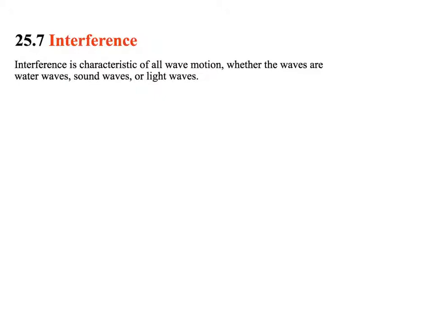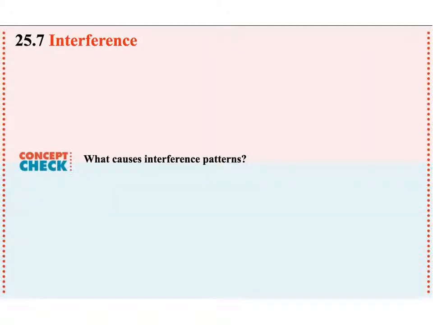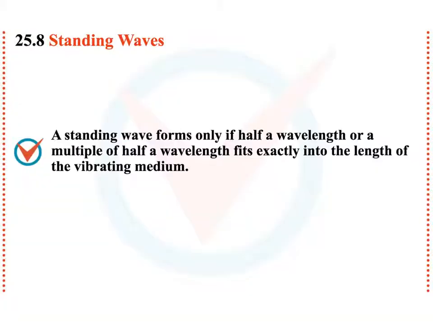Interference is characteristic of all wave motion, whether the waves are water waves, sound waves, or light waves. All of these can have interference. So what causes interference patterns? A standing wave forms only if half a wavelength or a multiple of a half of a wavelength fits exactly into the length of the vibrating medium. And we'll talk more about this.